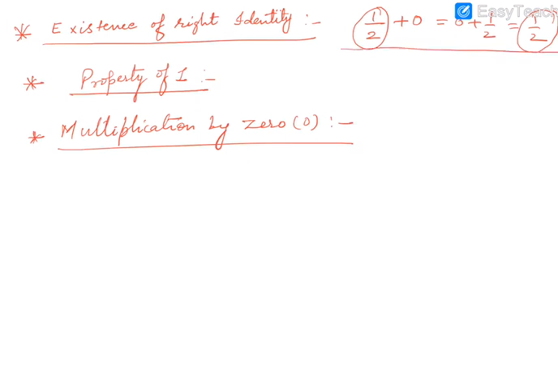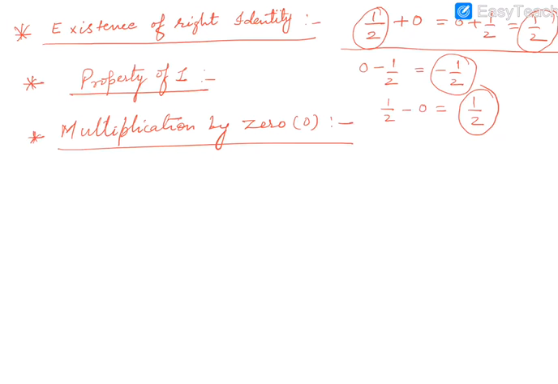But in case of subtraction it affects. I'm writing 0 minus 1 by 2, you will get the answer minus 1 by 2, and if I'm writing 1 by 2 minus 0, you will get answer 1 by 2. So it is affecting the rational numbers when we are changing the sequence. So right identity affects subtraction but not addition.